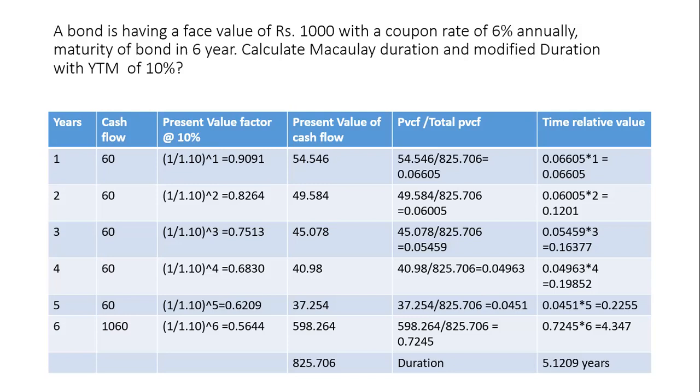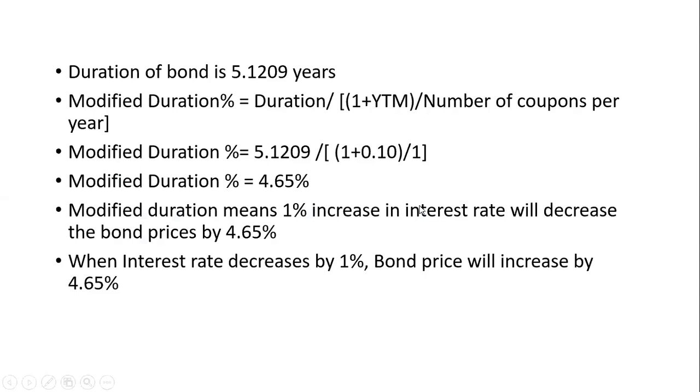Next step is modified duration. This is the numerator in modified duration, and it is divided by 1 plus YTM, that is 10%. It is an annual interest, so 1 divided by 1 plus 0.10. 5.1209 divided by 1 plus 0.10, that is 1.1. The answer is 4.65.